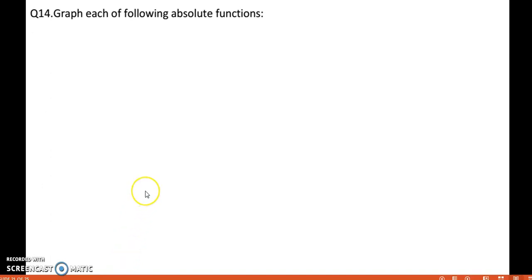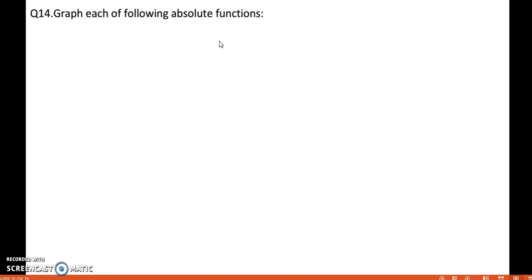Here comes the last question of this exercise, that is question number 14. In this question, we have to graph the absolute function. But before plotting the graph of an absolute function, let's discuss what an absolute value is.